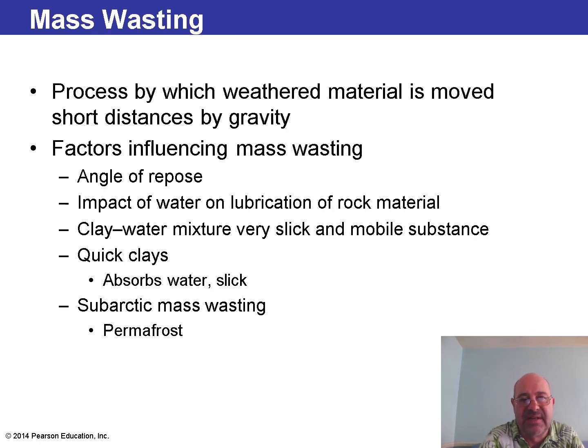All right, so mass wasting, a process by which weathered material is moved short distances by gravity. Now, factors that influence mass wasting. It's not just that simple. There's a lot of things that go into it. Angle of repose. What is the angle of repose? Well, that is the angle that it takes for something to move by gravity down a slope. It's usually between 32 and 34 degrees, so roughly 33. That's the average. Okay, so what does that mean?